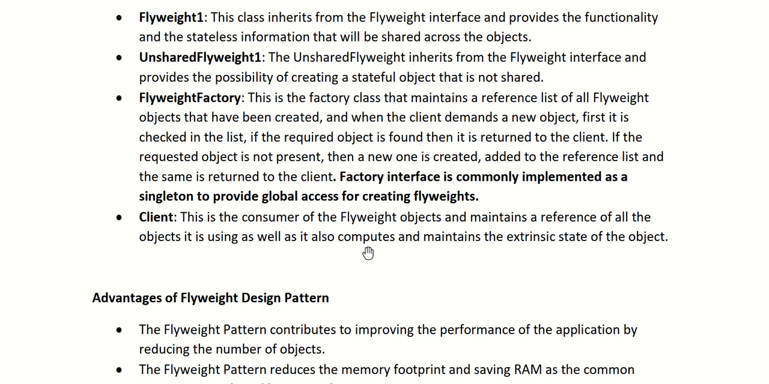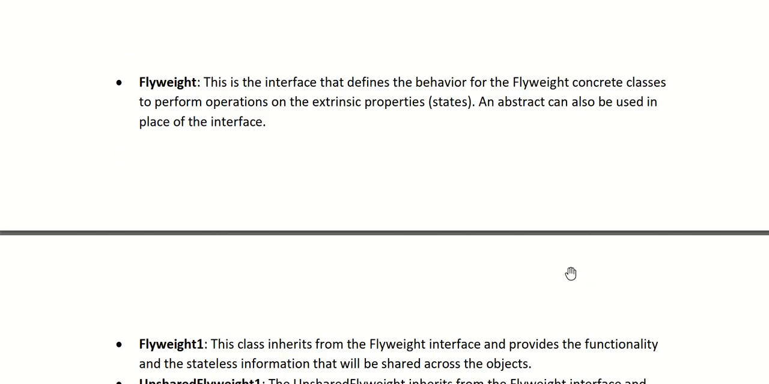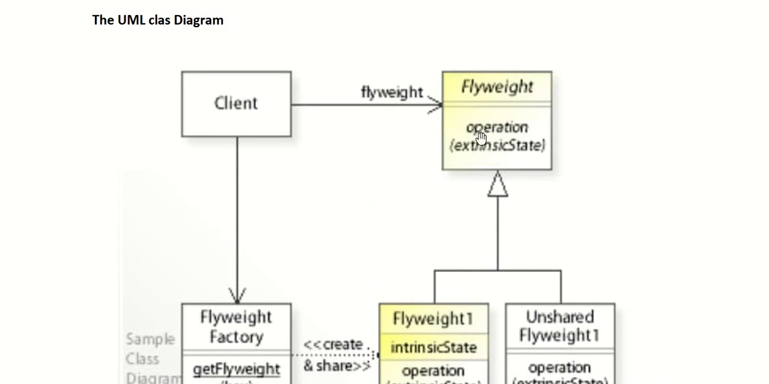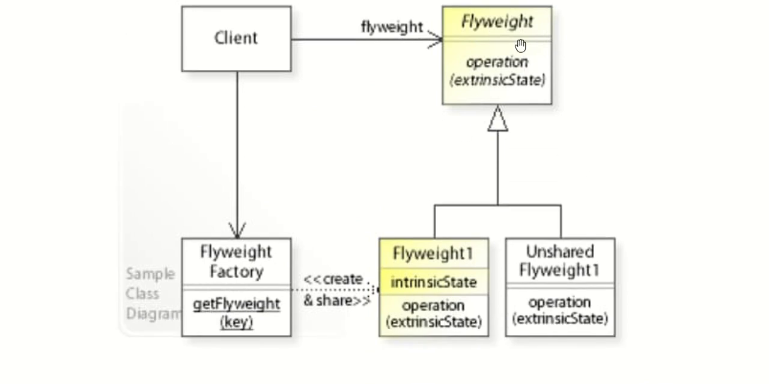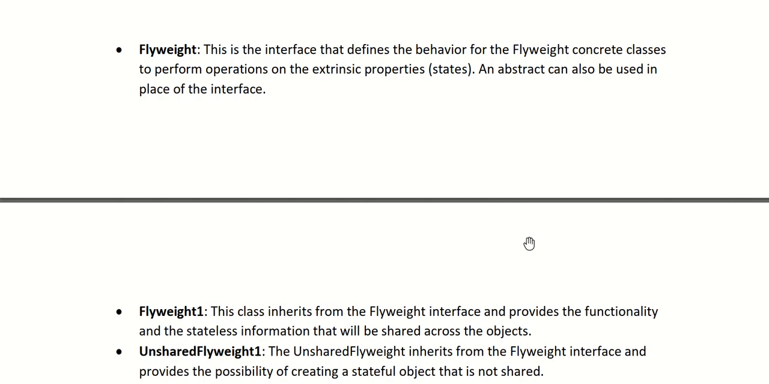Client: this is the consumer of the flyweight objects and maintains a reference of all the objects it is using, as well as computes and maintains the extrinsic state of the objects. So it's the client who supplies the extrinsic state to your flyweight objects. If you take a flyweight here, a circle, this is just an empty circle. But who provides the extrinsic state of color, the thickness, the border color, its size, the radius basically, how big it should be? All these things will come from your client code.